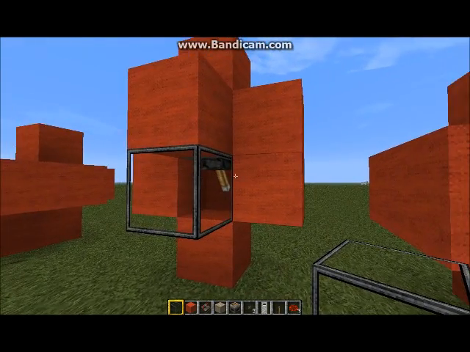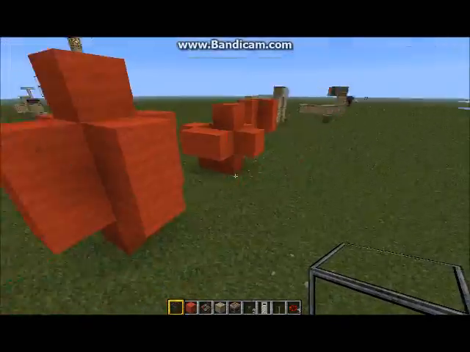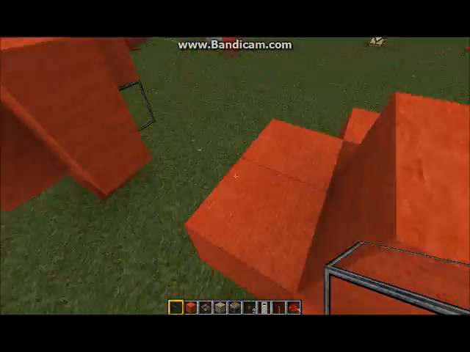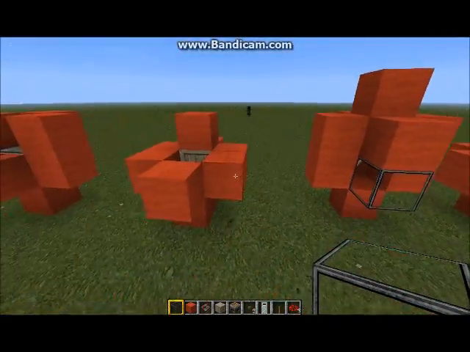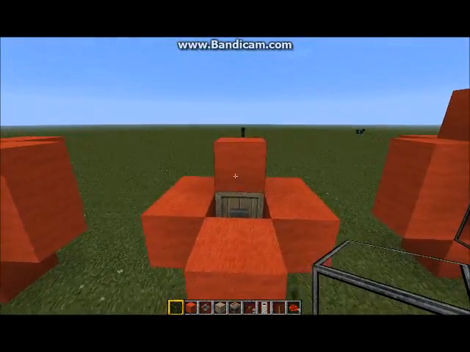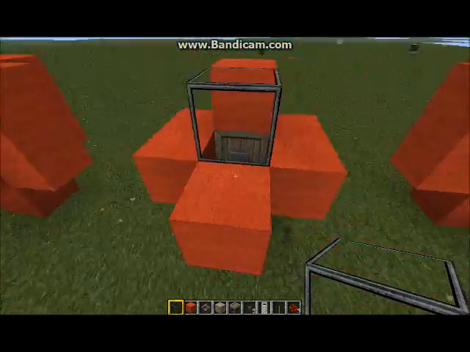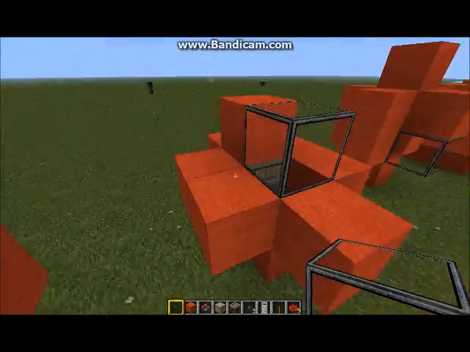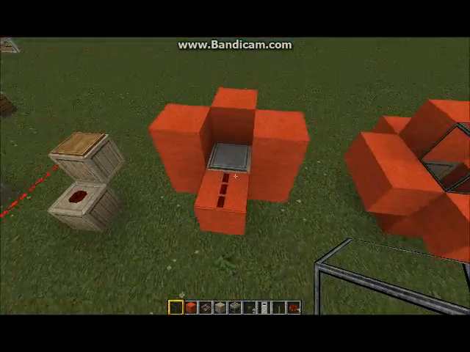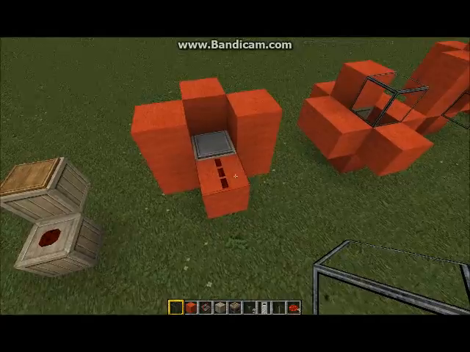So when the lever's on the bottom, this is what it looks like. When the lever's on the side, oh sorry, this is a button. Buttons are always on the side. So this is what it looks like. Same thing. Glass block represents a device being operated. Here's a pressure plate. Okay, I have redstone dust there, just so you know.